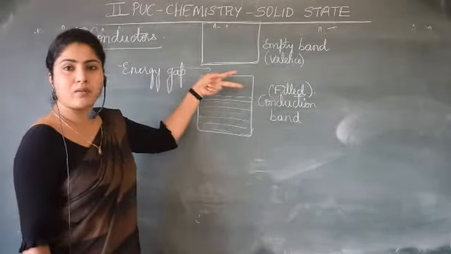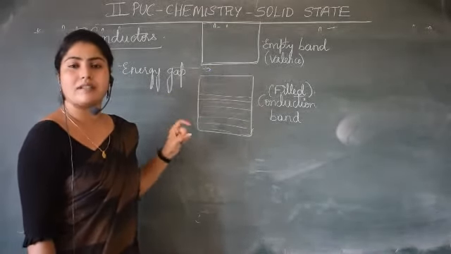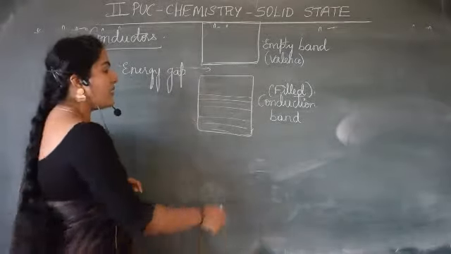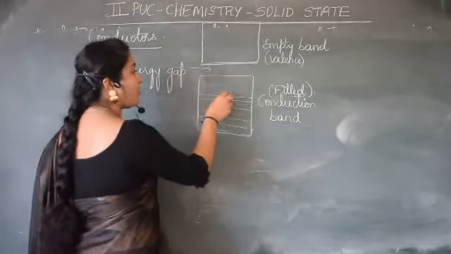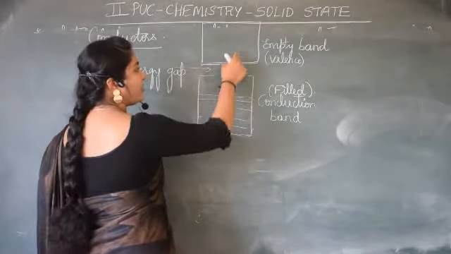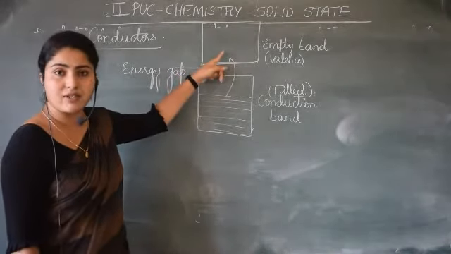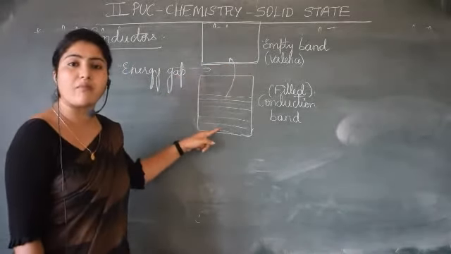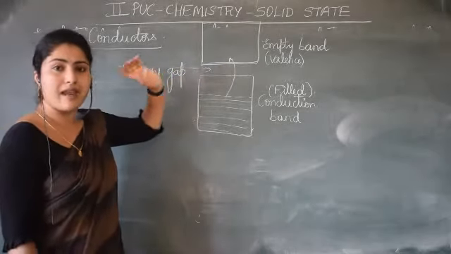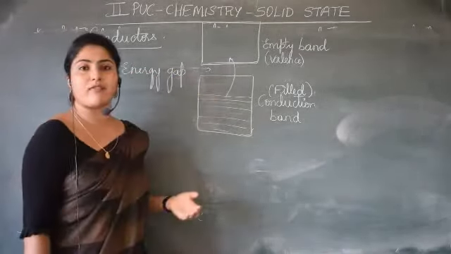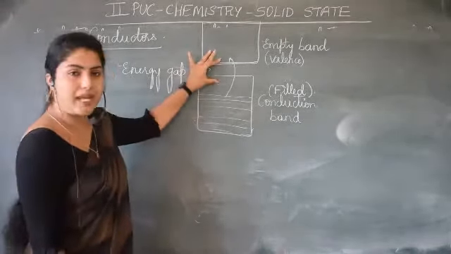If the energy gap between the conduction band and the valence band is very less, then we call the substance a conductor. Why? Because here the electrons will be partially filled. It is very easy for the electrons to jump from this band to the higher energy band. The empty valence band will have higher energy, so it is easy for electrons to jump from the lower band to the higher empty band. Now it is easy for the conduction of electrons. This is one possibility.